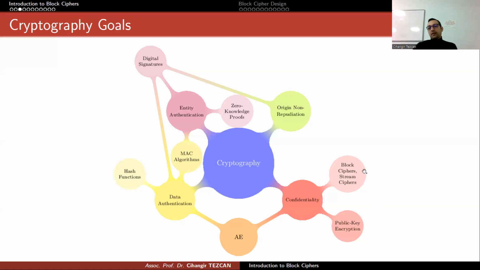So we have block ciphers and stream ciphers here. You can also use public key encryption like ElGamal and so on, or RSA. But we also have authenticated encryption algorithms which provide both confidentiality and data authentication. Data authentication can be obtained by different cryptographic algorithms like hash functions and message authentication codes. This can also be used for entity authentication. You can use zero-knowledge proofs, also digital signatures, which also allow us to have origin non-repudiation. This is important. For instance, think about cryptocurrencies.